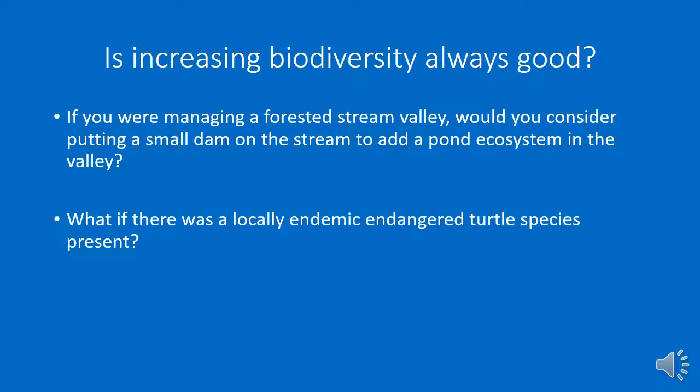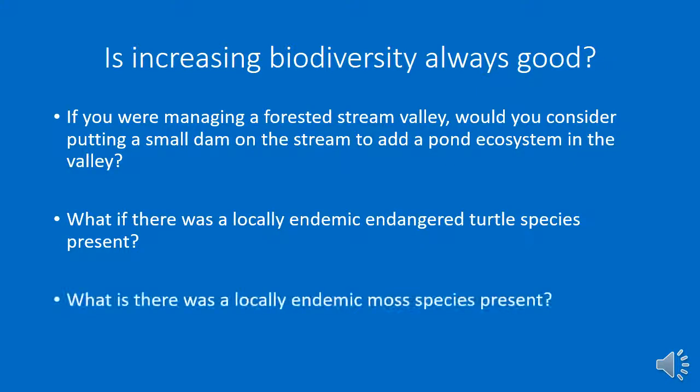Okay, what if there's a locally endemic endangered turtle species, right? Maybe this, and this could vary, maybe this turtle likes ponds. Maybe this turtle's a dryland turtle and hates ponds, which we would call it a tortoise technically in that case, but we can still call it a turtle. So that could change our opinion, right? If we have this endangered endemic, meaning locally endemic, meaning it's going to be restricted to this area, so it doesn't occur anywhere else in the world.